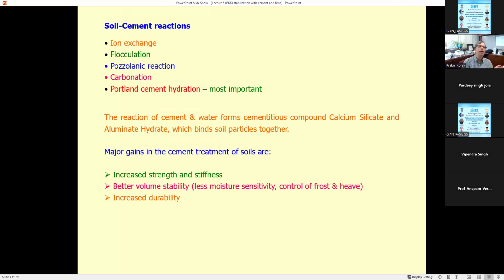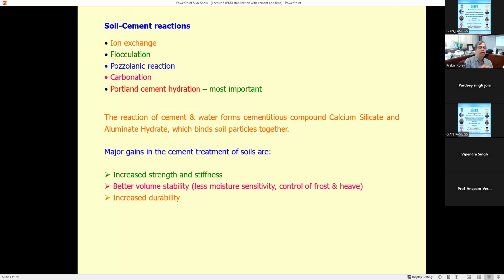Now when you add cement to clay or soil, what different reactions take place? You need to understand that. Ion exchange reaction takes place. There will be flocculation, pozzolanic reactions, carbonation reactions, and also cement hydration. That is the most important, cement hydration.